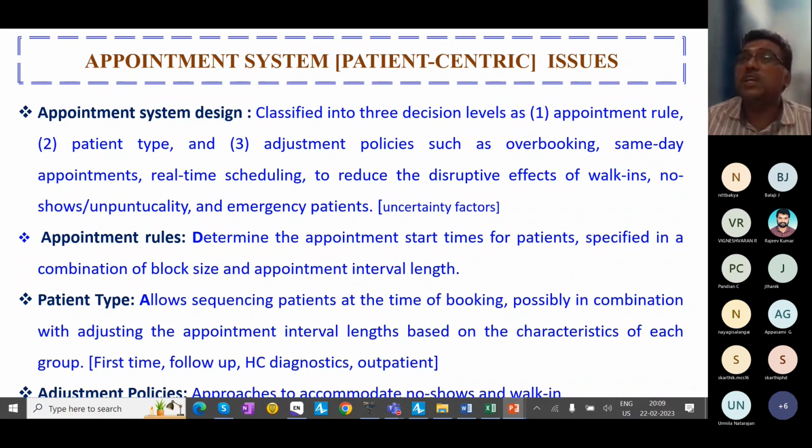Especially real-time scheduling is gaining importance. So you are going to get the patient's data through RFID or something, and then based on the type of patient, you are going to fix a schedule for him.